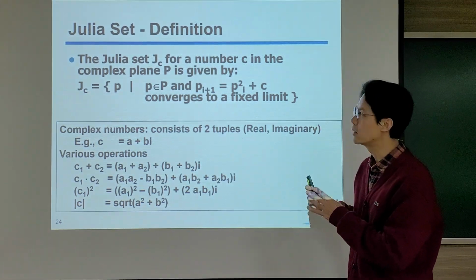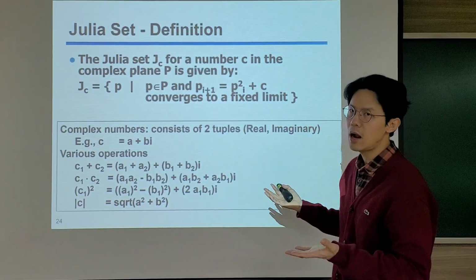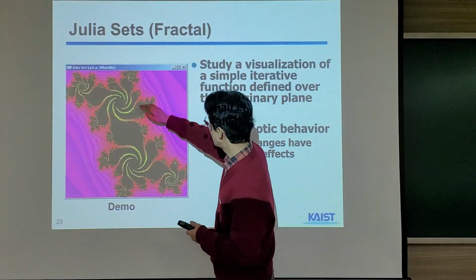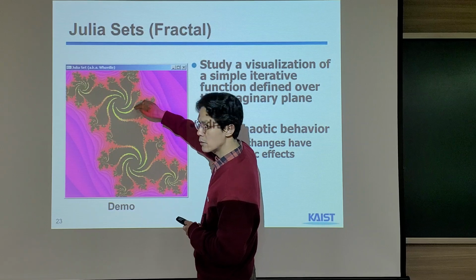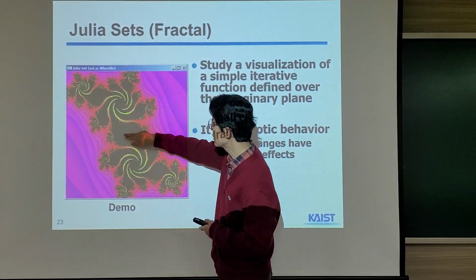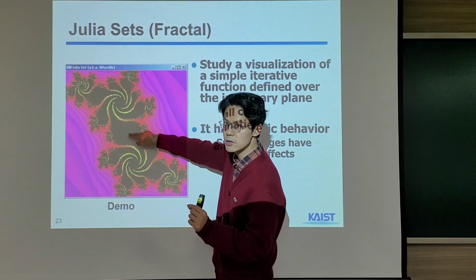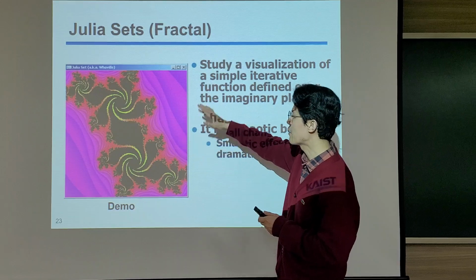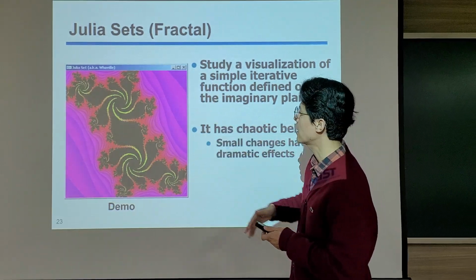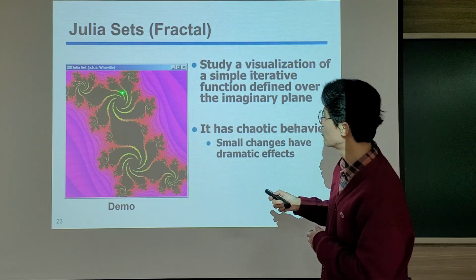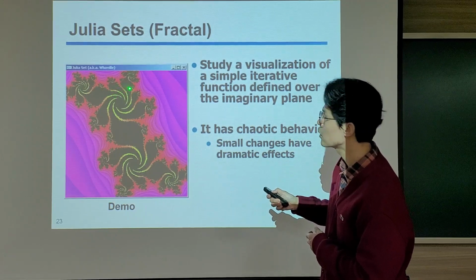It's very simple, but we'd like to see how the points converge to some limit or diverge. Basically, for the converged region we give the black color, and for the diverged region we give some other color. You can see that with a very small change, one sequence converges while another one diverges.